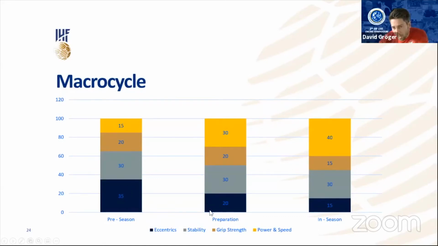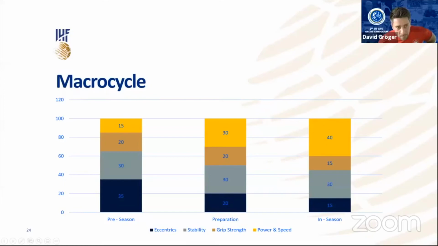If we start with the preparation, we go a little bit down with the volume, because we don't want too much fatigue in the arms, too much fatigue in the muscles that are important for deceleration. In the preparation you will have a lot more handball training, and your arm should be fresh for that.